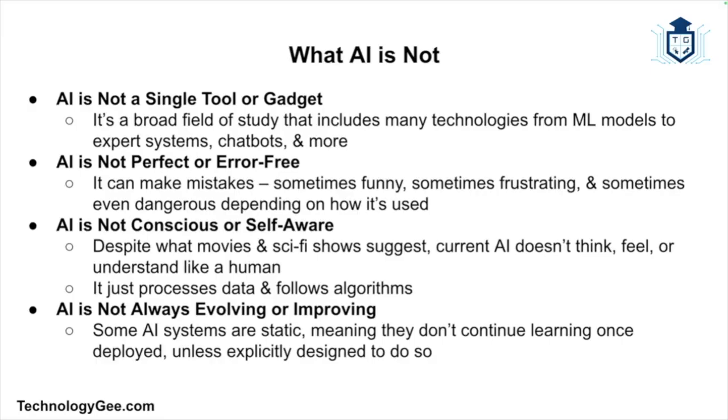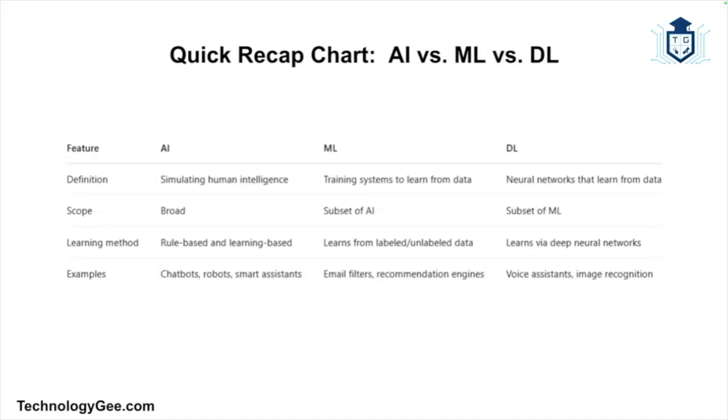So first things first, AI is not just a single program or device. This is an entire field. AI is not perfect. It makes mistakes. Sometimes they're hilarious and sometimes they're serious. AI is not conscious or self-aware, despite what science fiction may tell you. And AI is not always learning. Some systems are static and they do not improve over time. Now, here's a chart right here that breaks down the differences between AI, machine learning, and deep learning, in case you want to check this out and get this in your life.